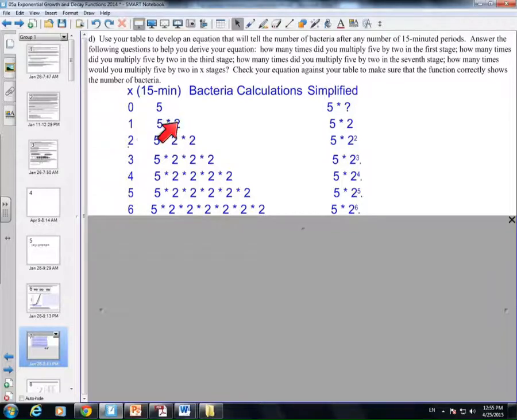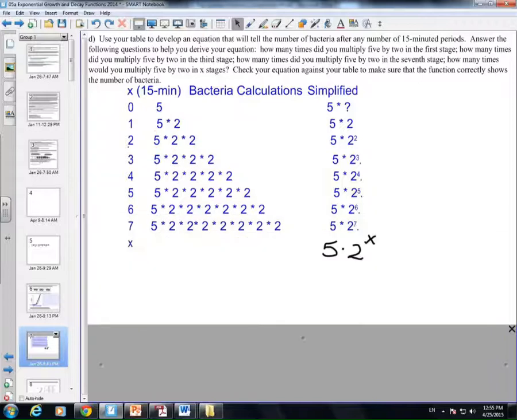5 times 2, that's how you double after 15 minutes. That would be 10. After 15 more minutes, what we have is the original 5 times 2, that's the bacteria we had in the beginning, and then we're going to double that, and so that ends up giving us 5 times 2 squared, because 2 times 2 is 2 squared. And so then in the next stage, after 3 15-minute periods, we've already doubled twice, so that's the 2 squared, and we're going to multiply by another 2, and so in grand total, we're talking about 5 times 2 to the 3rd power. So following the pattern then, if we had 6 stages, we've doubled 5 6 times, and we can simplify the way we write it as 5 times 2 to the 6th power.